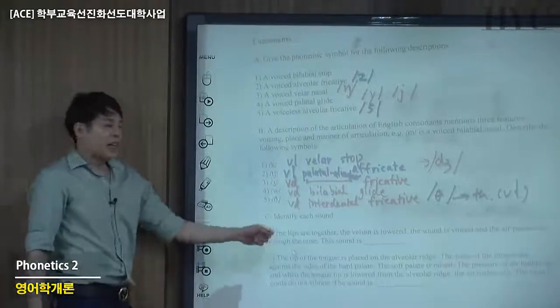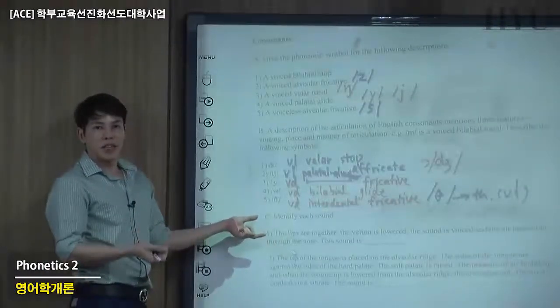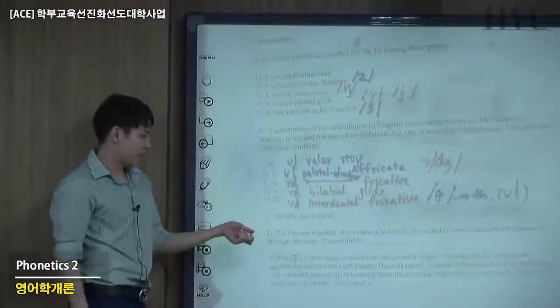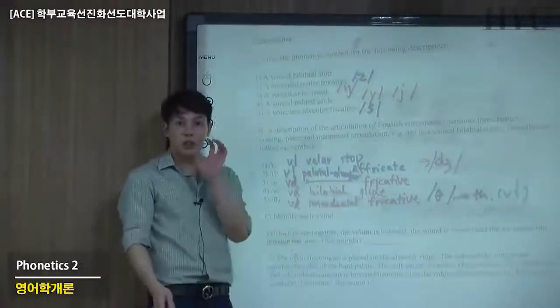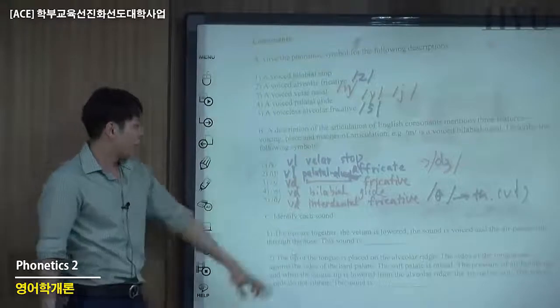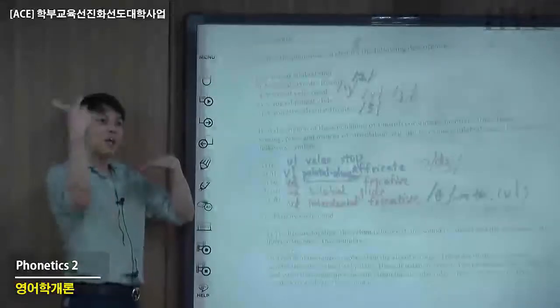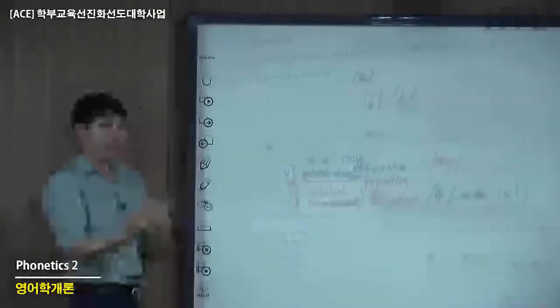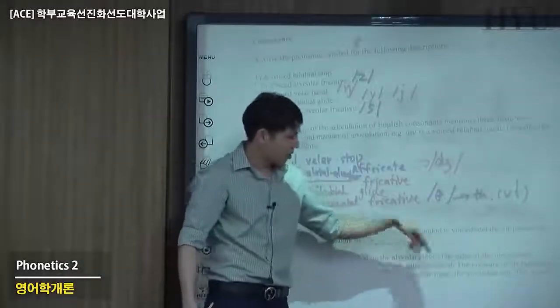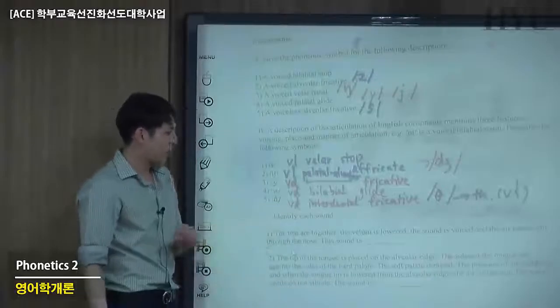Number C, I give you some kind of explanation. Can you label the sound? The lips are together, so you use both lips, so it has to be bilabial. The velum is lower, so when the velum is lower, the air can pass through the nose, so it has to be nasal sound, right? The sound is voiced, nasal, bilabial.